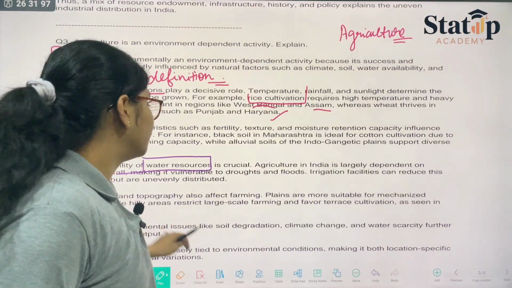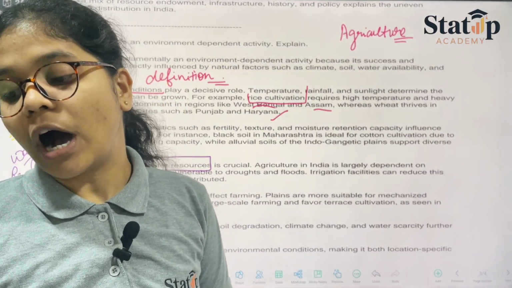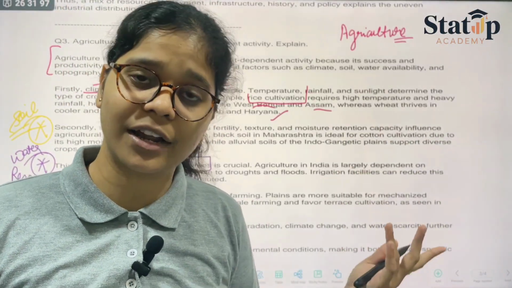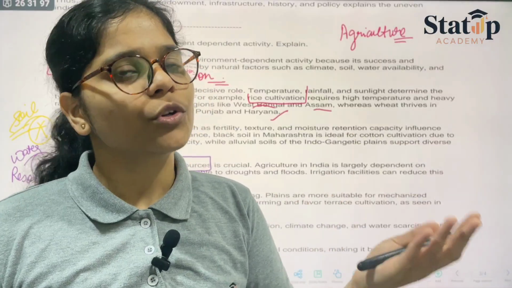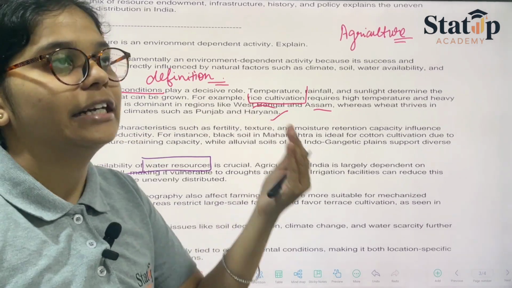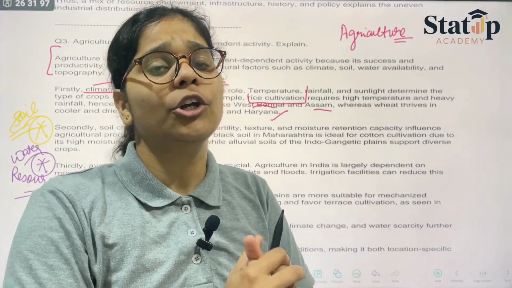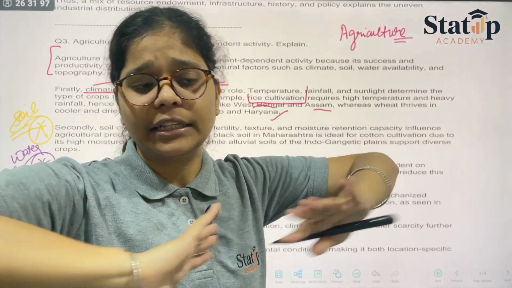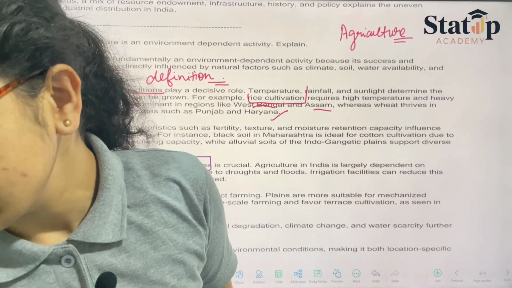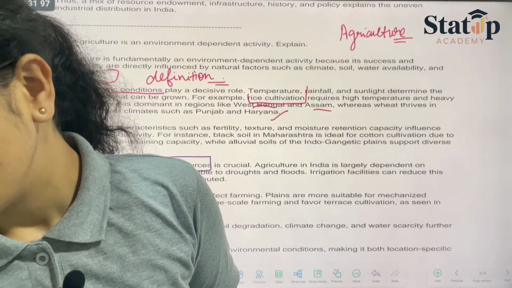Coming on to the next one, we have relief and topography. What if you are doing terrace farming in the areas of Punjab, in the areas of Haryana? Is terrace farming possible over there? No. So that thing should be taken care of. Then we have environmental issues like soil degradation, flooding, and climate change, due to which the soil is getting depleted, like soil erosion. Soil erosion basically refers to the removal of the topmost layer of the land, that is the soil, due to the wind. So that is also one thing.